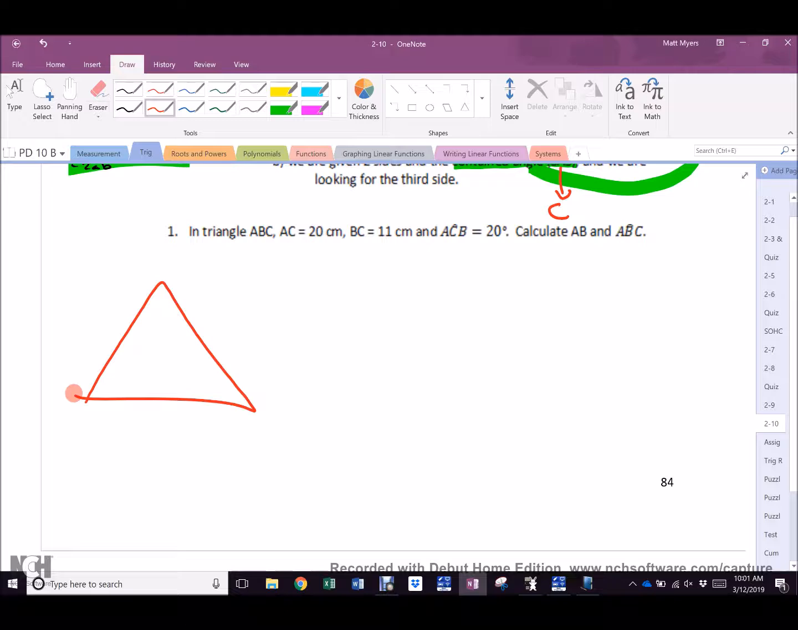So I need to label some corners, don't I? Does it matter how I label them? No. Where do you guys want to put A? On the right? On the left. So you want that to be A. Where do you want B? At the top? Okay. Where do you want C? What do I know? AC is what? 20. What else do I know? BC is 11. What else do I know? Angle ACB is 20. Where is ACB? Top, left, or right? Right. I need to know AB, which is right there, and I need to know angle ABC, which is right there. Which should I do first?